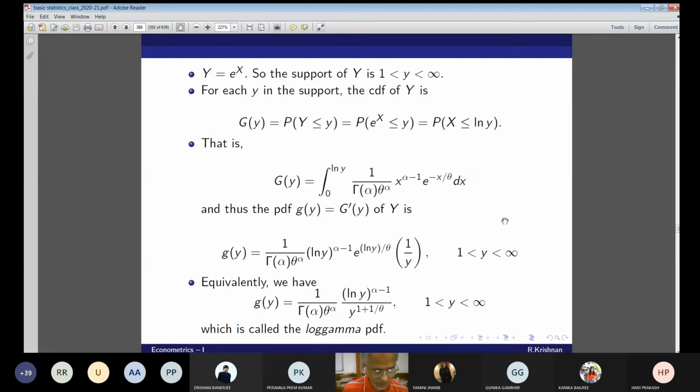All of you know the rules of differentiation under the integral sign. Basically, how do you integrate when one of the limits is a function? I'm rewriting it this way. This is called the log gamma probability density function.